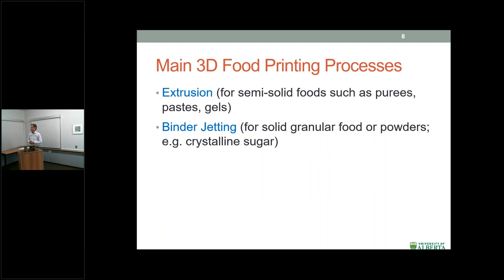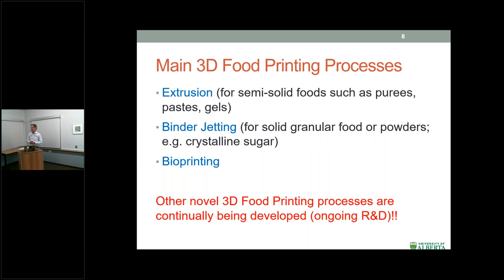Second is what they call binder jetting. Binder jetting is really for solid granular foods, so powders, for example. It's crystalline sugar. How do you take that and make a 3D object from that? And then finally, we'll talk a little bit about bioprinting. As mentioned earlier, it's really working with cell cultures and trying to create biological replicates of things that we eat. And just the point that other 3D printing processes are continually being developed. The literature is exponential, the number of publications in 3D printing.